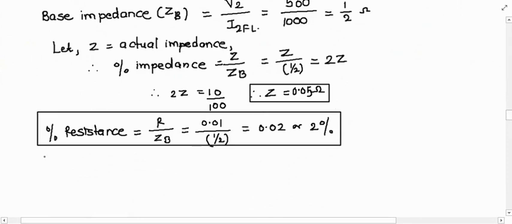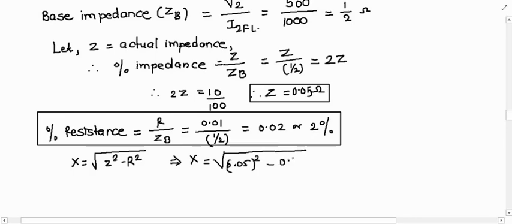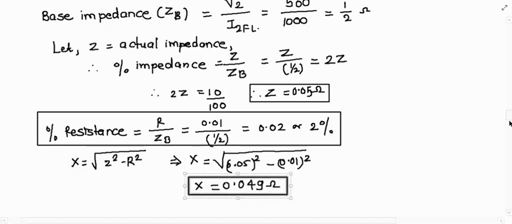So students, what is reactance? Reactance X we can write as the square root of Z squared minus R squared, which implies that X is equal to the square root of 0.05 whole squared minus R, given in the problem as 0.01, whole squared. So you will get X equal to 0.049 ohm.